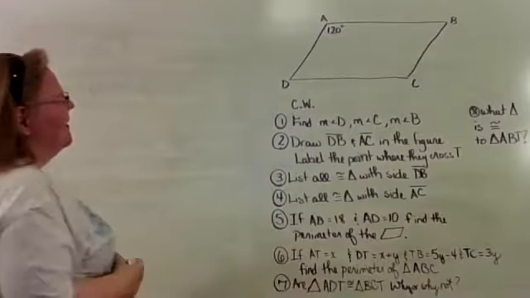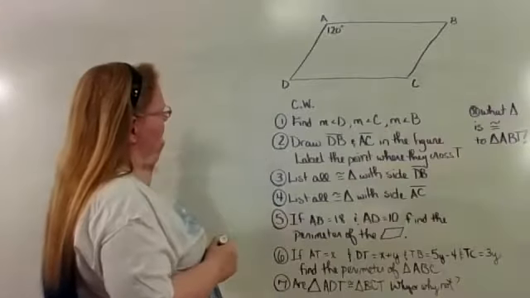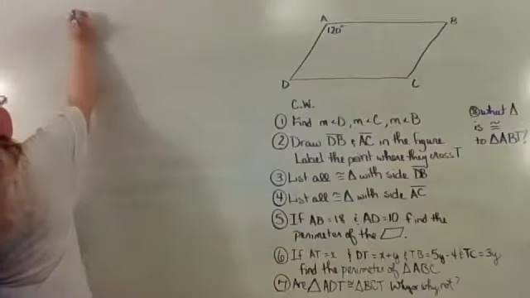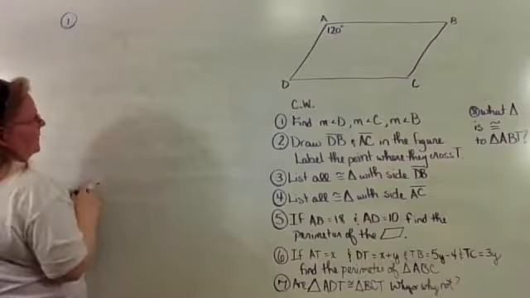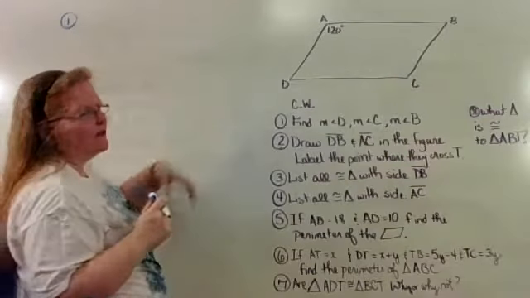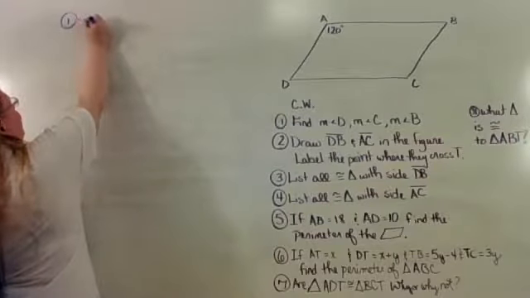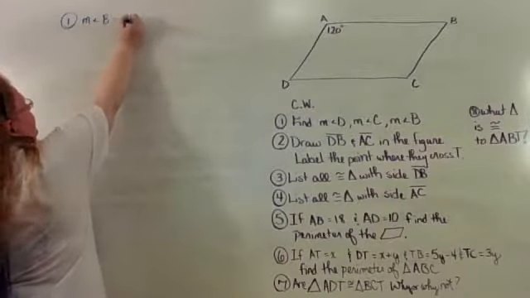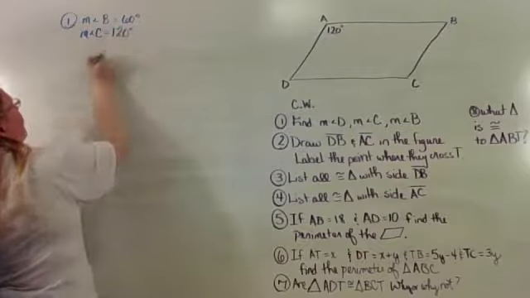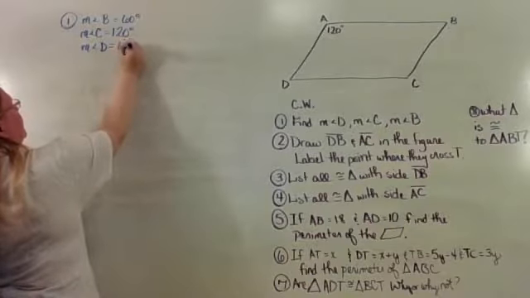Okay, fine. They wanted you to find the measure of angle D, measure of angle C, and measure of angle B, and we just learned that consecutive angles have to be supplementary and that opposite angles have to be congruent. I didn't tell you it was a parallelogram, but it's a parallelogram. So measure of angle B is going to equal 60 degrees. Measure of angle C equals 120 degrees. And the measure of angle D equals 60 degrees.